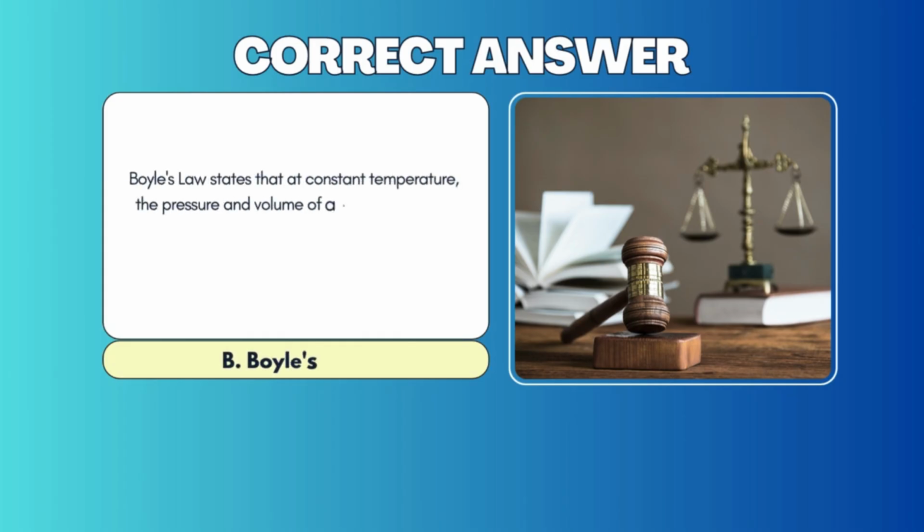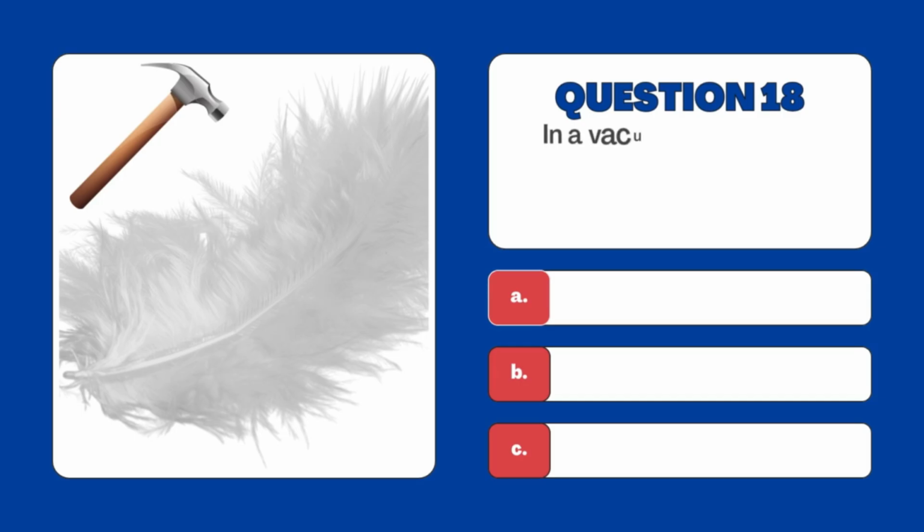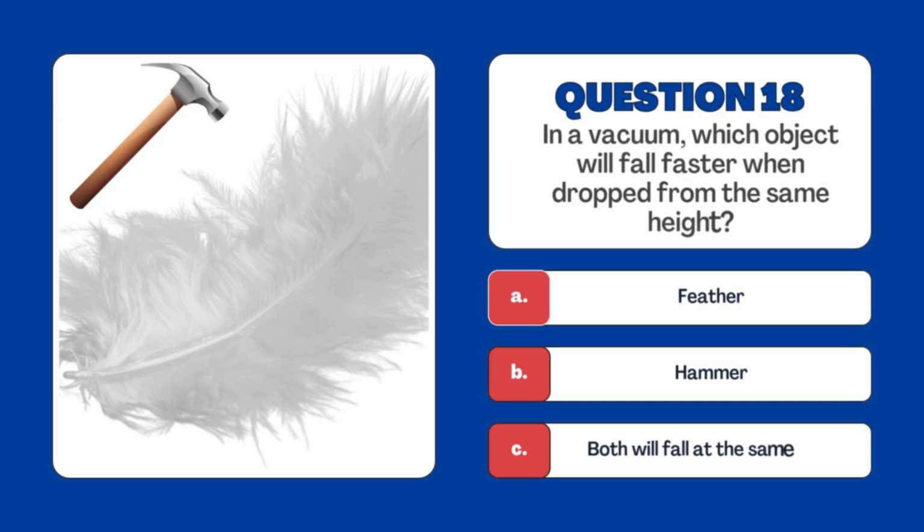The correct answer is B. Boyle's law. Boyle's law states that at constant temperature, the pressure and volume of a gas are inversely related. If volume increases, pressure decreases, and vice versa. Question 18. In a vacuum, which object will fall faster when dropped from the same height?